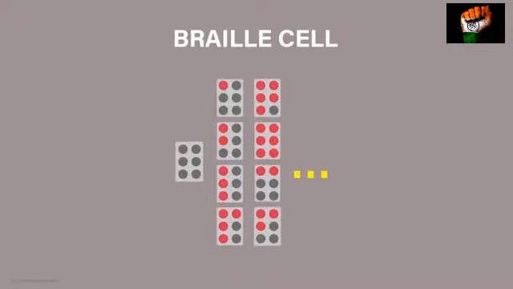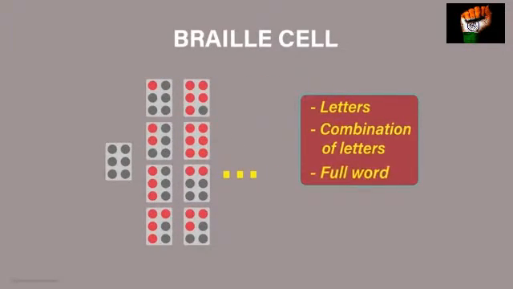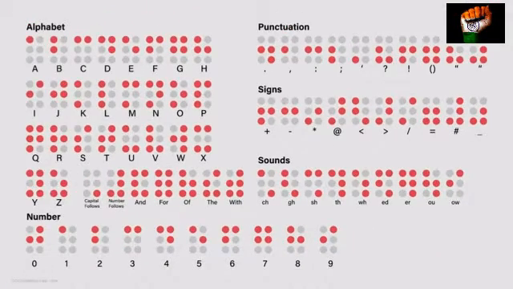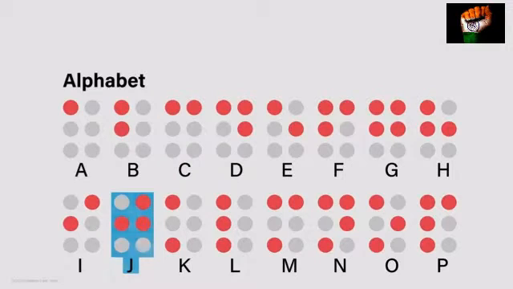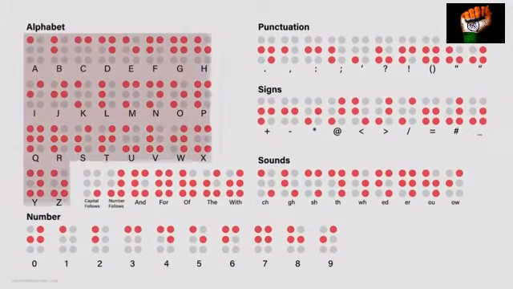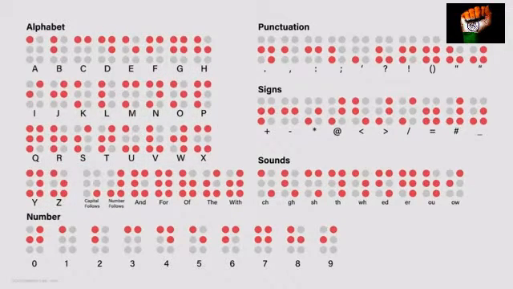Each dot pattern can represent letters, combinations of letters, a full word or some symbol. Here is the list of the combinations of dots representing the things mentioned above. For example, the letter A is represented by this cell. Only the first dot is raised in this case. Similarly, the letter J is represented by this, with these 3 dots raised. The dots 2, 4 and 5 are raised. So this is the set of patterns we have for the English alphabet. 26 such patterns.